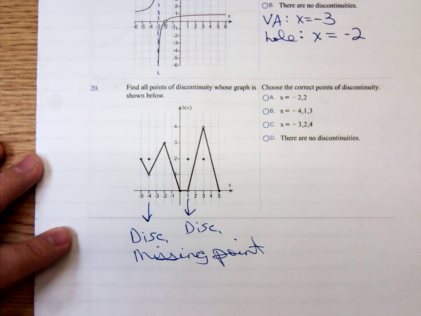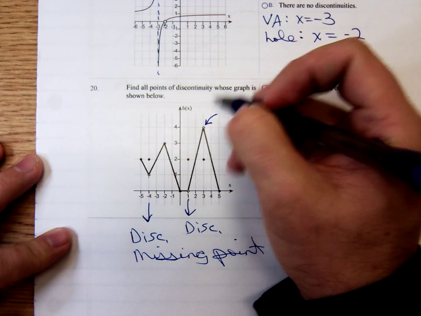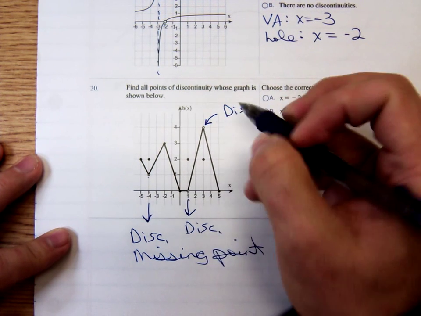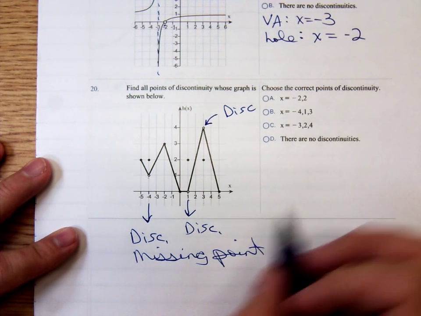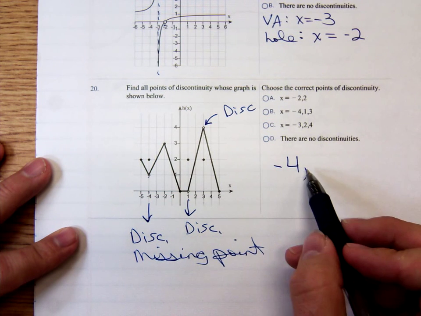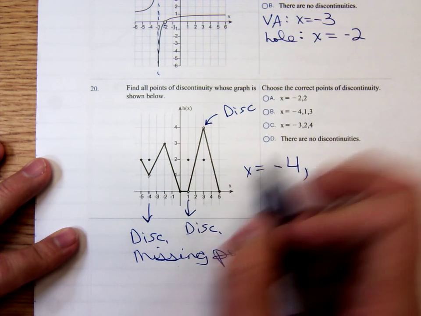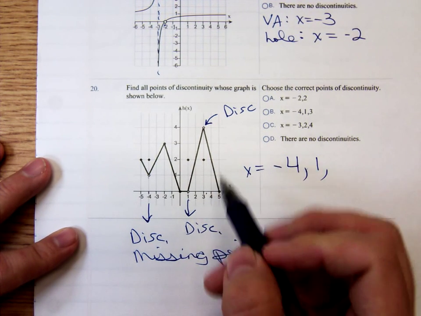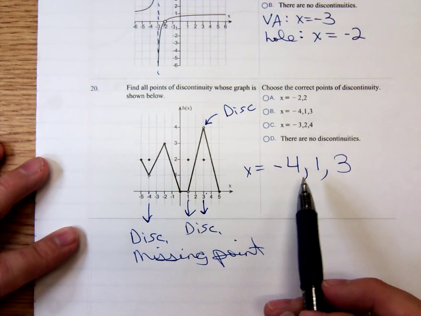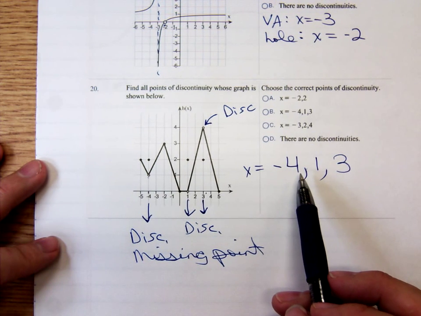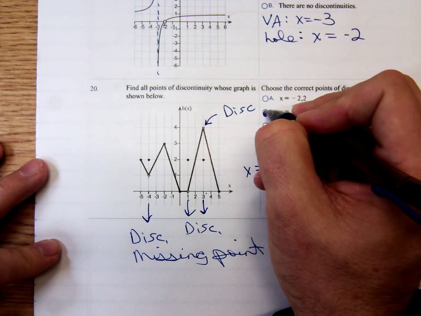Yes, right here. There's another little missing point. And what's that x value? It's another discontinuity. That little open circle there. We had a discontinuity at -4, we had a discontinuity when x equaled 1, and finally, we have a discontinuity right here when x is equal to 3. So there are 3 places on this graph at which we have discontinuities: -4, 1, and 3. That looks like response B.